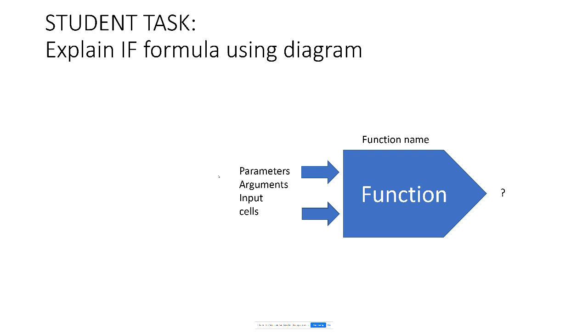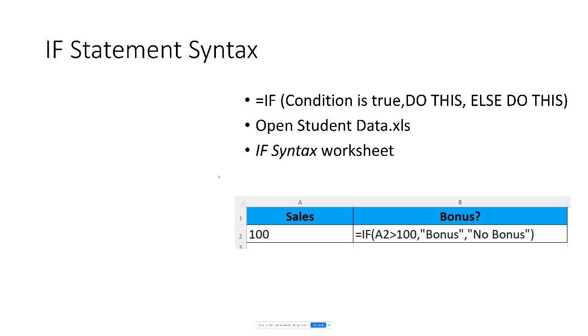Okay, so the next thing I want you to do once you've done that is explain the if function using a diagram. This is a diagram that I wanted to show you in person, but I can't. So in that box right in the center, you've got the function. That's where the if statement is going to be. I want you to identify what the parameters are. They can be called arguments, input, or cells. You're going to list the function name, and you're going to tell me what the output is of an if function, and see if you can do this with a couple of examples. Ahead, because I want to now focus on how we write an if function in Excel.